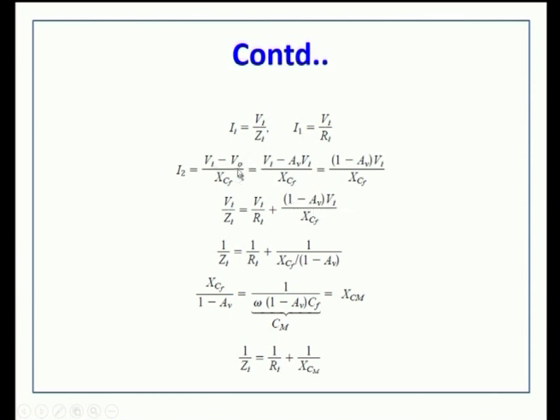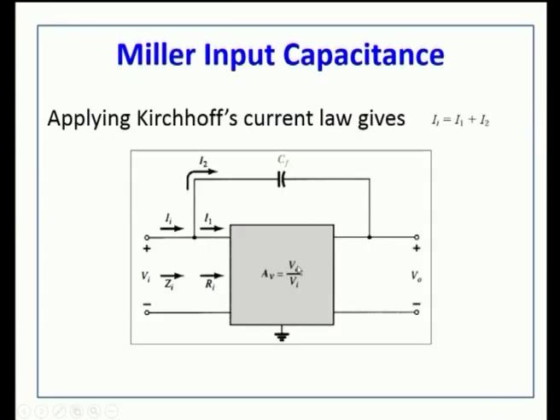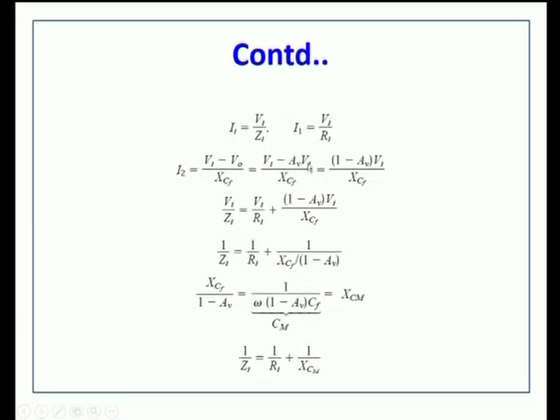Because V0 has been replaced using the gain of the amplifier: V0 is equal to VI into AV. It is replaced as AV VI. So, take VI out, and you will get 1 minus AV here. After substituting and rearranging, this part is 1 by XCF by (1 minus AV), and XCF can be written using XC as 1 by C omega. So, here it is 1 by C omega into this part 1 minus AV.